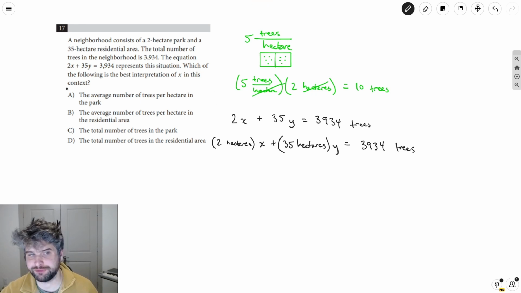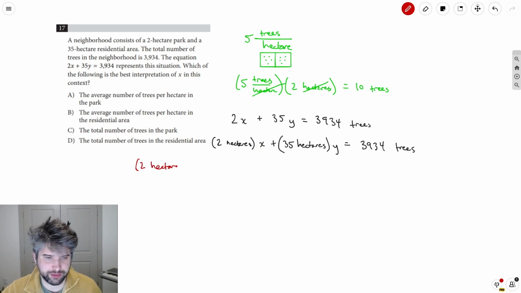The question is, which of the following is the best interpretation of x in this context? Let's start with answer choice A and see if that's it. A says x is the average number of trees per hectare in the park. And that's what we started with in this example. We started with, let's say, 5 as the number of trees per hectare in the park. If we put units instead of x, then we would have 2 hectares times x trees per hectare.